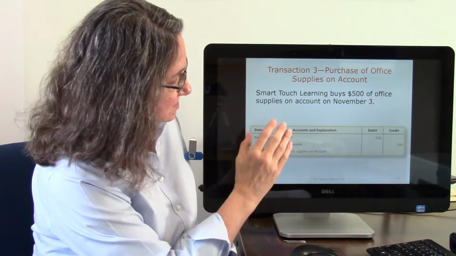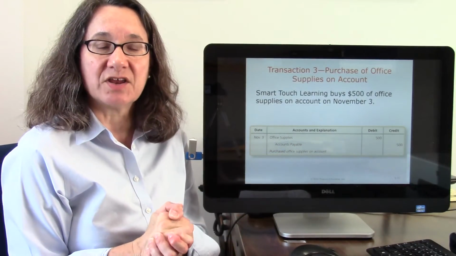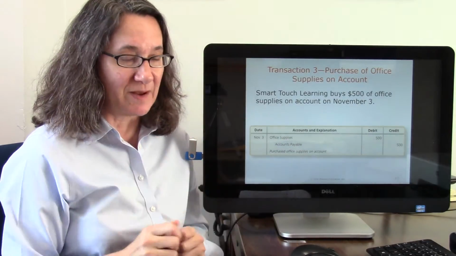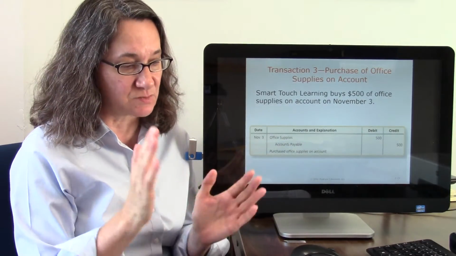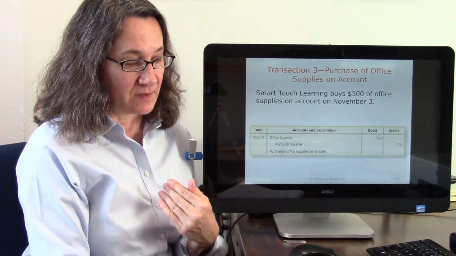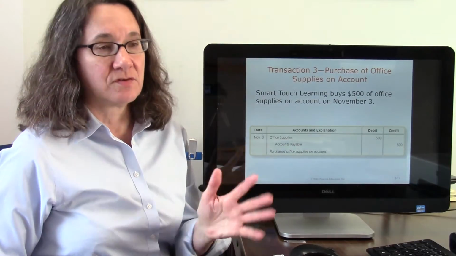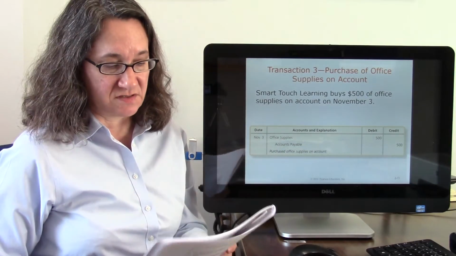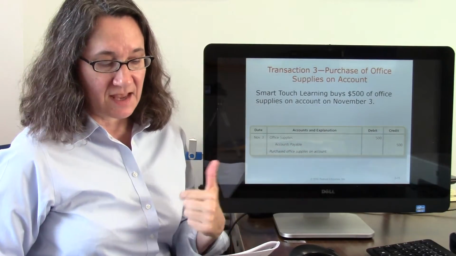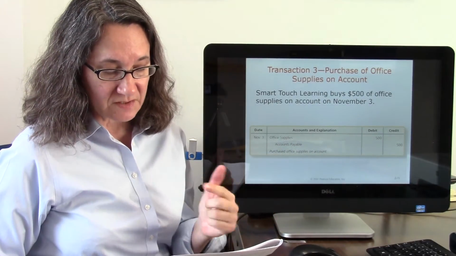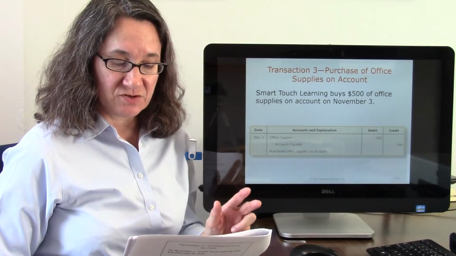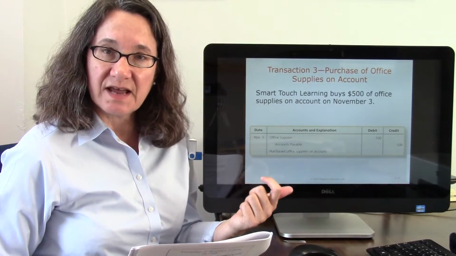So they've purchased some office supplies. Maybe there's a source document like an invoice, right? A bill came in, or maybe a purchase order or something that tells us we bought 500 of office supplies. So we have to analyze it. What accounts are involved? How much? Are they increases or decreases? So the two accounts involved are office supplies and accounts payable. The supplies will benefit Smart Touch Learning in the future. So office supplies is an asset.